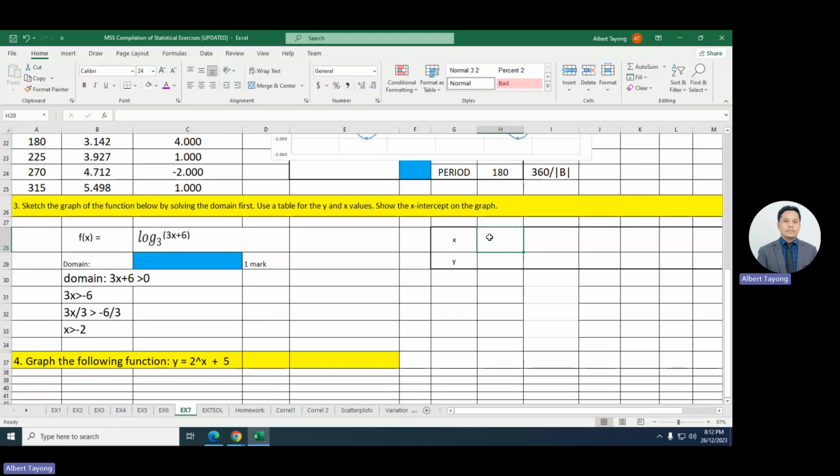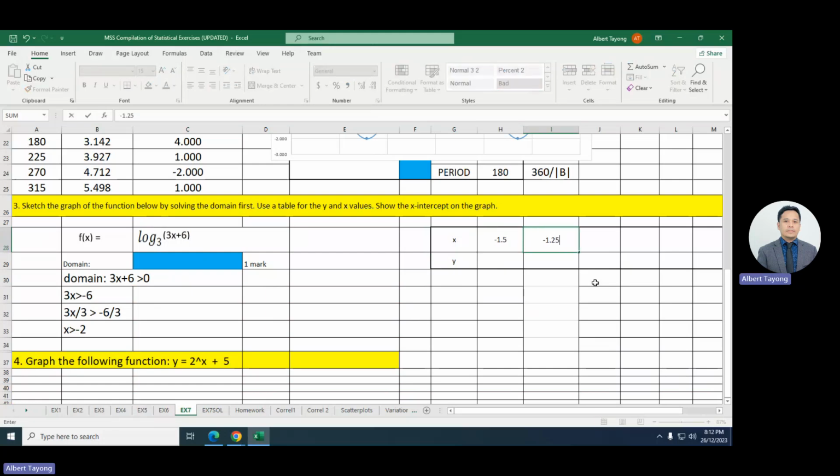Okay, so greater than negative 2. For example, try negative 1. 3 times negative 1. Yes, there is an answer, right? So you start from anything that is with decimal. I want to see 2 decimal points.